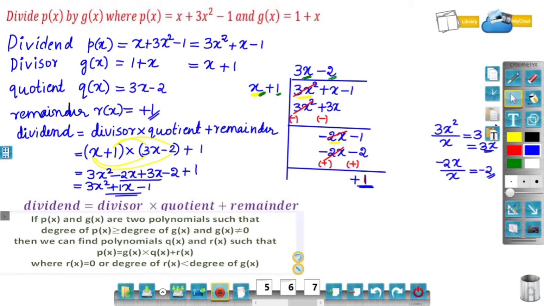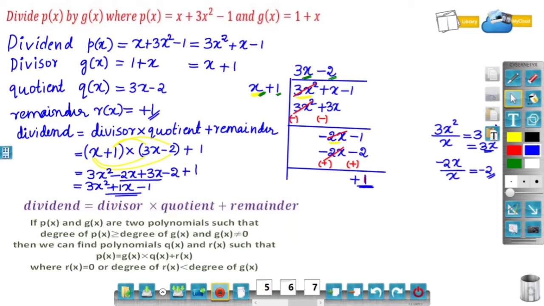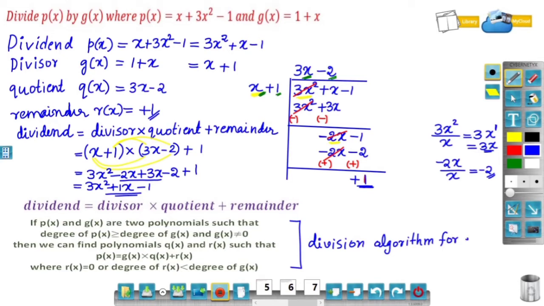So in general, we can say like this. If p of x and g of x are two polynomials, then we can write p of x is equal to g of x into q of x plus r of x. This is called division algorithm for polynomials.